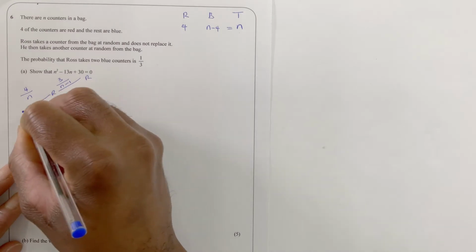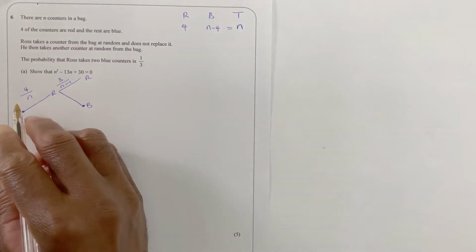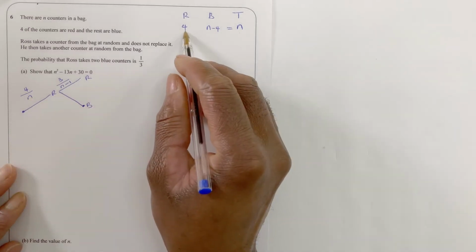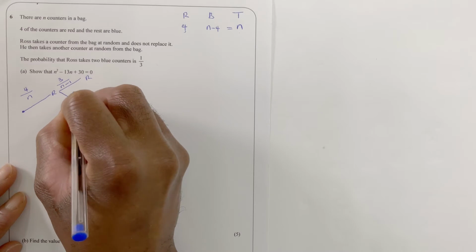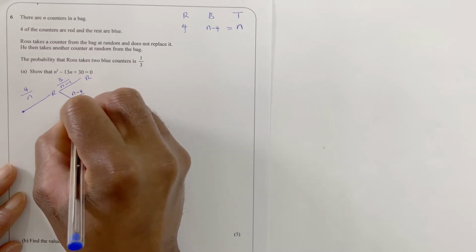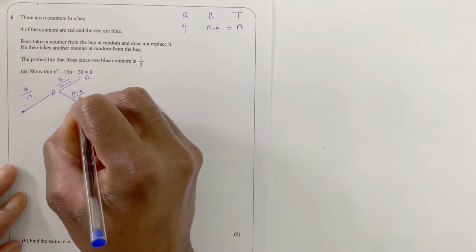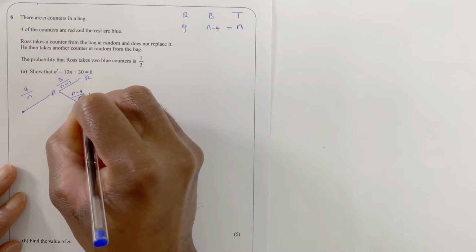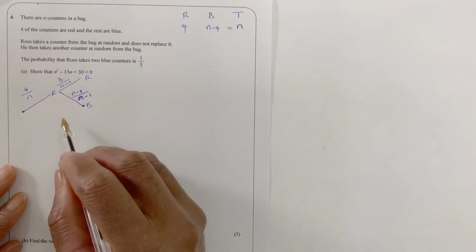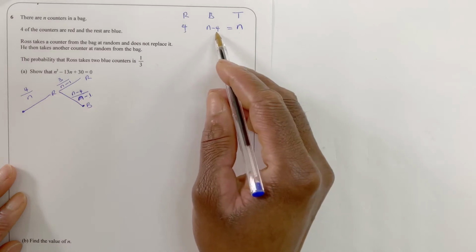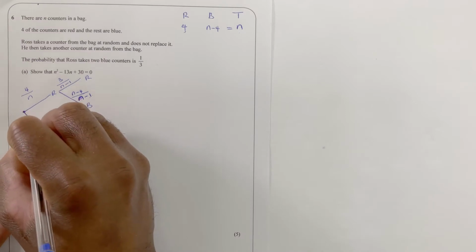What happens if he takes red and then he takes blue? If he takes the red, we now have 3 left, but the blue hasn't been taken, so we're going to have n minus 4 over n minus 1, because that's what the total will now be left. For blue, you have to do n minus 4 over n minus 1, because they're already taking 1 red out.